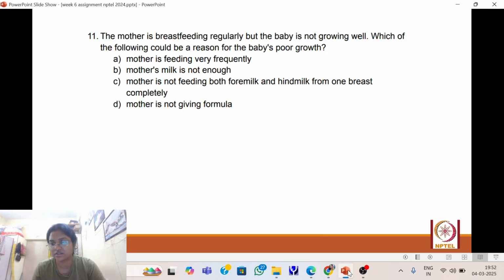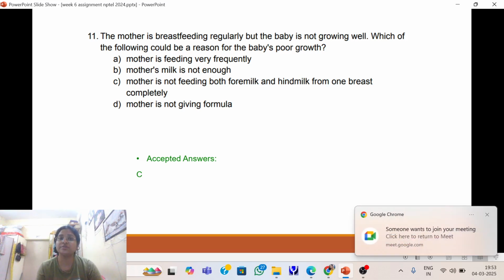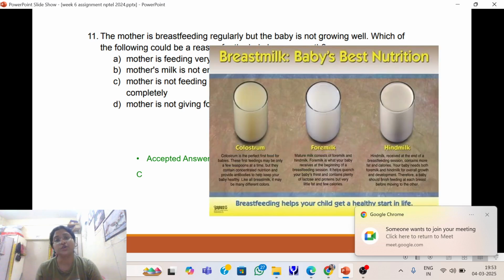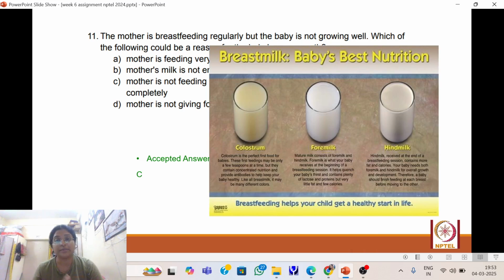Yeah, please ask, go ahead. By the time we discuss this, see, the mother is not feeding both fore milk and hind milk from one breast completely. So the mother is breastfeeding, but the baby is not growing well. The reason could be that the mother is not feeding fore milk and hind milk together from one breast completely before shifting to the other breast. So here you can see the different types of breast milk.